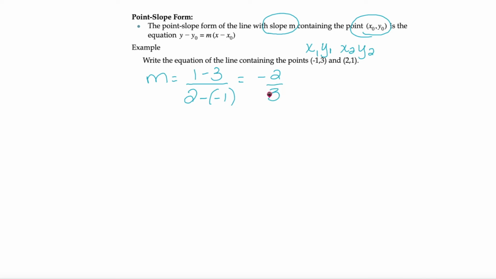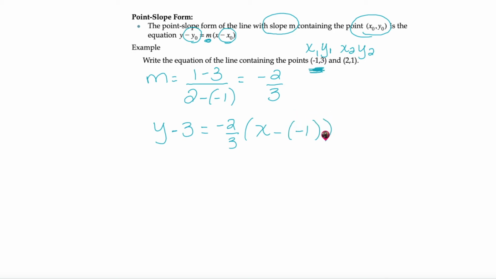Now that I have my slope, I just need to choose one of my points. It doesn't matter which point you choose. For simplicity, I'll just choose my first point and substitute it into y minus the y value of the point that I choose is equal to -2/3, the slope, times x minus the x value, so x minus -1.